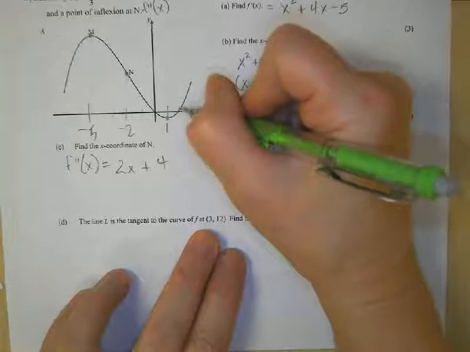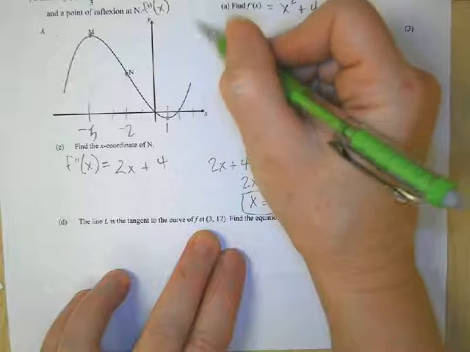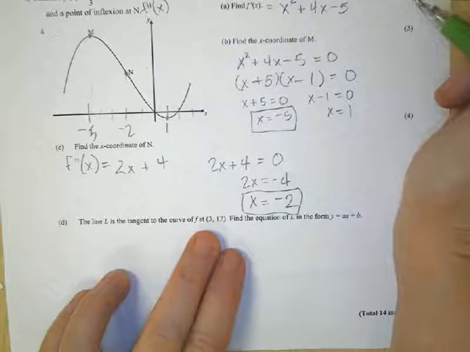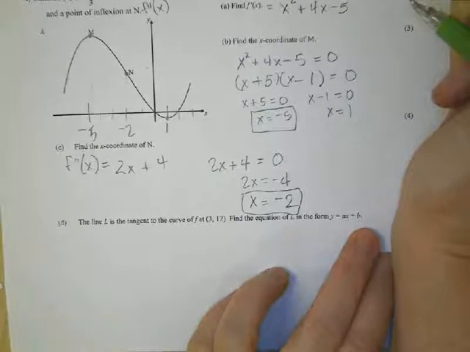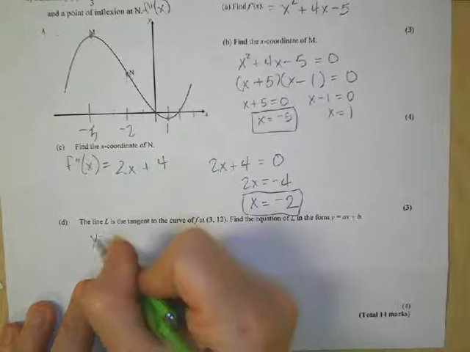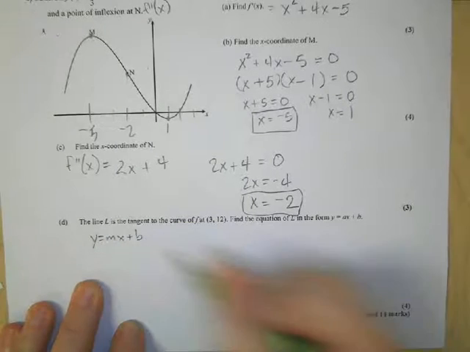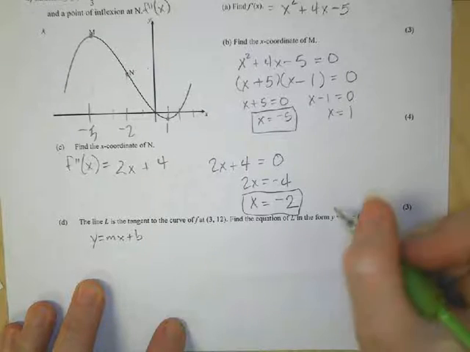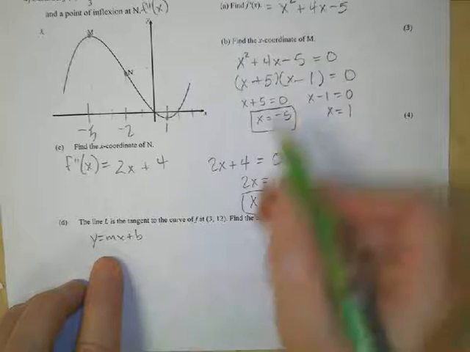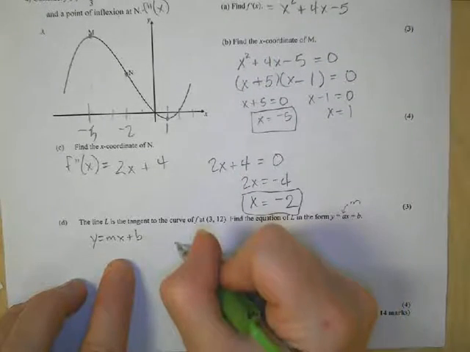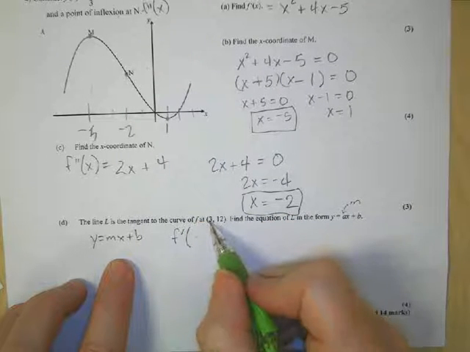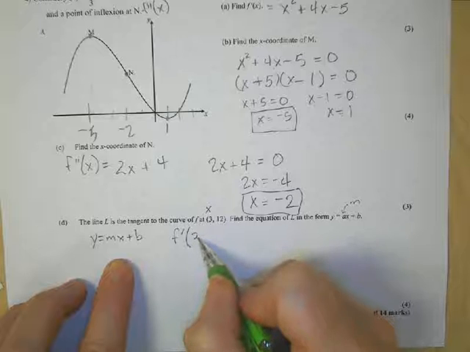Okay, the line L is the tangent to the curve at (3, 12). So 1, 2, 3, and oh, it's going to be somewhere off where we can see. But that's okay. Find the equation of L in the form y equals ax plus b. So first thing we need to do, we're going to use y equals mx plus b. They wrote ax plus b, but this is my m. This is my slope. So I need to find my slope. Well, I have the gradient function. So I need to find what is the gradient when x is equal to 3.